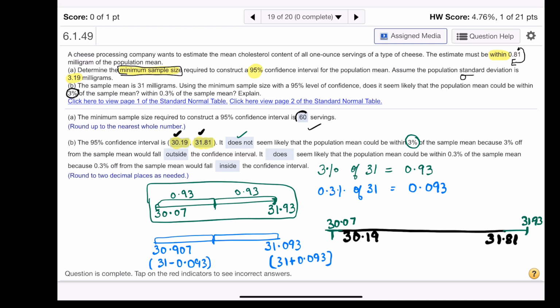Now let's check 0.3%, which is the blue, which is 30.907. I'm roughly sketching somewhere here, and 31.093. So you see that the 0.3% is within 30.19 and 31.81. So it does seem like the population mean could be within 0.3% of the sample mean, and that falls inside the confidence interval. And if you look at it, the green falls outside the confidence interval. And hope this helps.